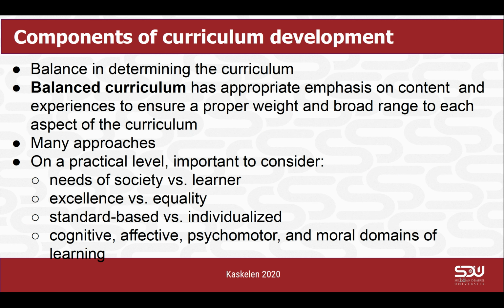And next, we want to talk about balance in determining curriculum, right? A balanced curriculum has appropriate emphasis on content and experiences to ensure a proper weight and broad range to each aspect of the curriculum. Basically, there are many approaches to designing a balanced curriculum, right? And there are 20 things that Lunenburg and Ornstein mention that are very important to consider on a practical level, right? So let's just have a look at them.